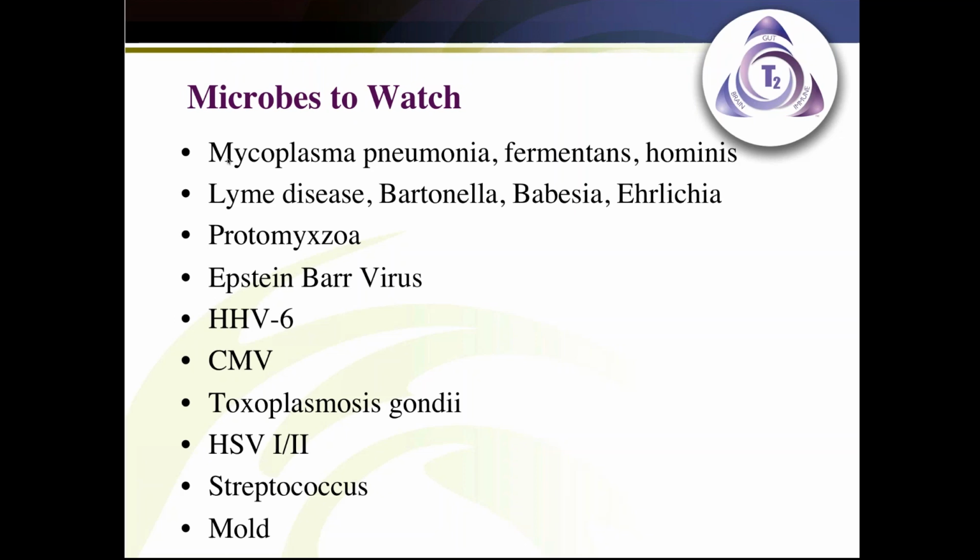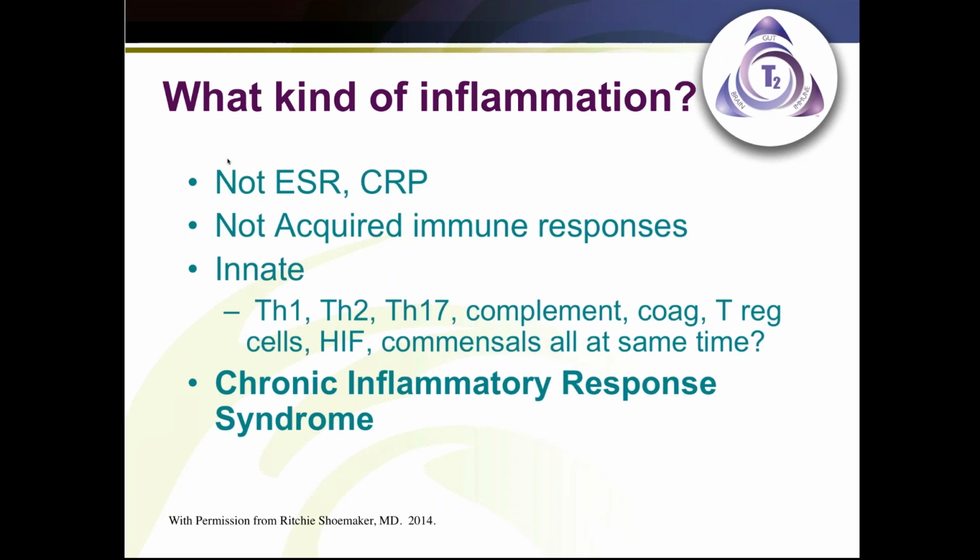So what kind of inflammation am I talking about with these biotoxic exposures? It's not an elevated SED rate or CRP. It's not the acquired immune response. There is an element of Th1, Th2, but it's more so dominated by TGF-beta-1, which can trigger Th17. So there is a bridge into the acquired side, but it's mostly through the alternate complement pathway. We usually see elevated coagulation markers. We'll see a suppression of T-regulatory cells, CD4, CD25. We'll see an elevation in hypoxia-inducible factor. And many of these occur at the same time.